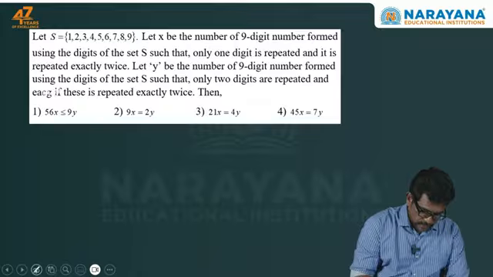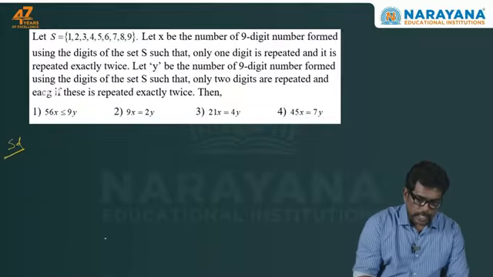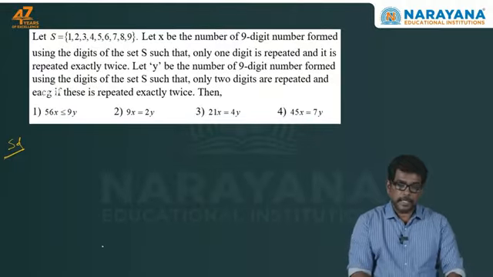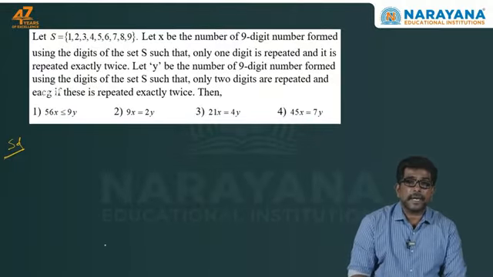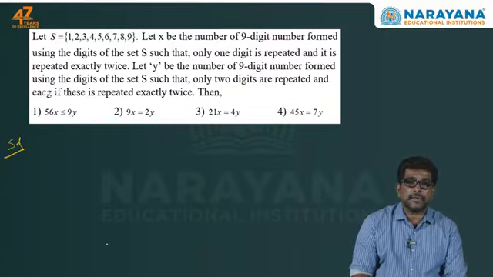Now observe here. Observing the problem, there are two types of arrangements of 9-digit numbers. X represents the number of 9-digit numbers formed by using the digits of the set S such that only one digit is repeated, and it is repeated exactly twice. So we want a 9-digit number. It can be formed by using the 9 digits 1, 2, 3, 4, 5, 6, 7, 8 and 9, and out of all those only one digit is repeated exactly 2 times.